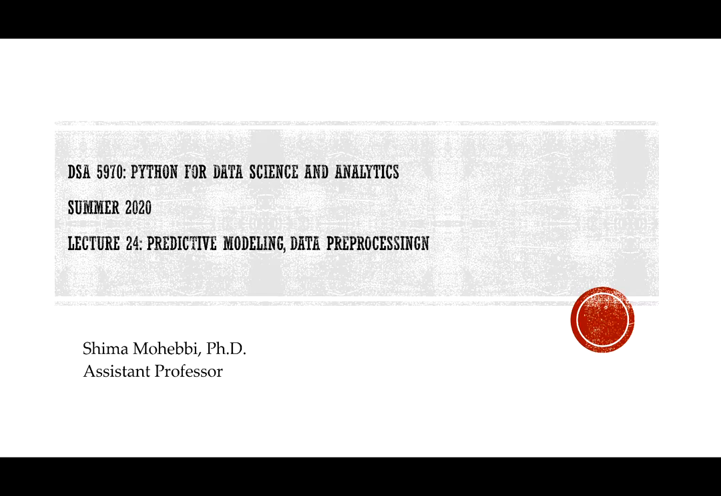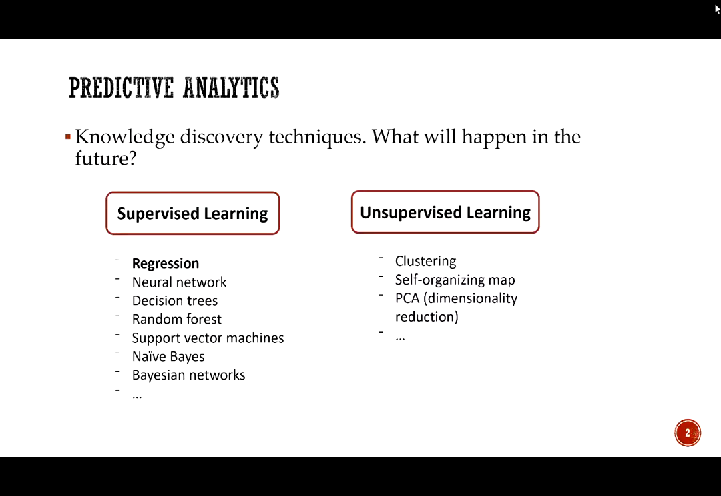In this lecture, I'll be talking about predictive modeling and some data pre-processing techniques that we didn't discuss before. Predictive modeling refers to knowledge discovery techniques. So we have some historical data, and based on that, we want to know what will happen in the future. Overall, there are two types of predictive modeling techniques: supervised learning and unsupervised learning algorithms.